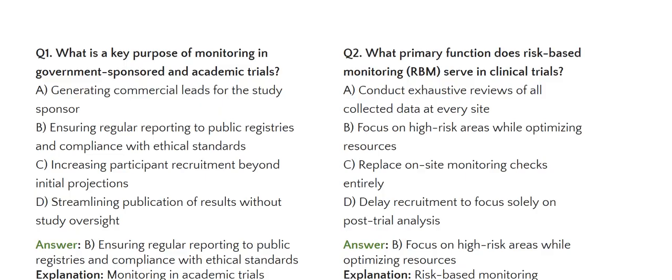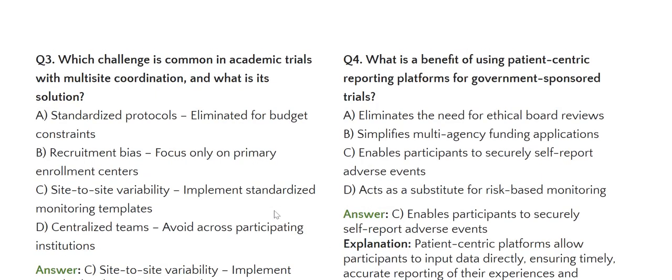So here about RBM, risk-based monitoring, primary function in clinical trials. The answer would be B, to focus on high-risk areas while optimizing resources. So prioritization, optimization. This is the main primary function or role for RBM in clinical trials. B, as risk-based monitoring strategically allocates resources to high-risk trial elements such as sensitive endpoints or high enrollment sites, ensuring efficient and focused oversight. Question 3.